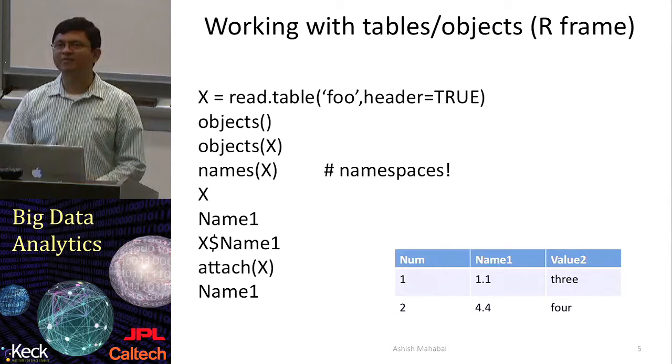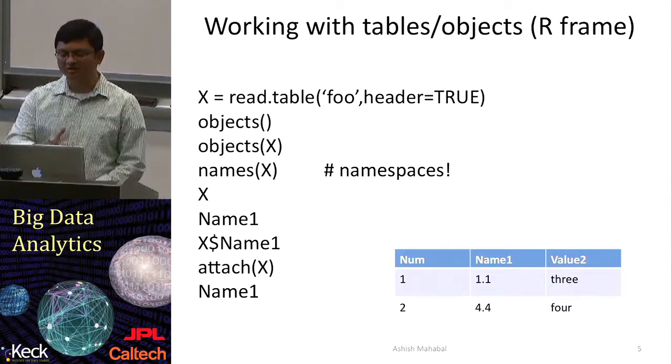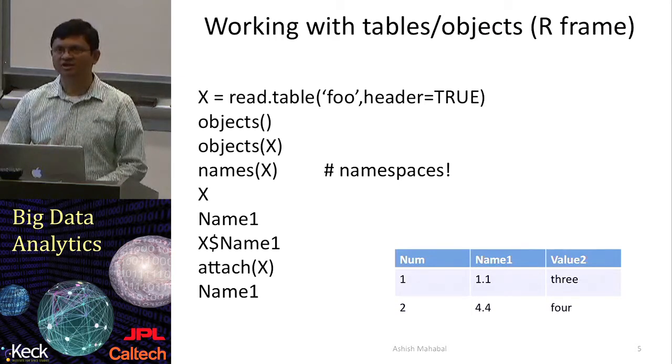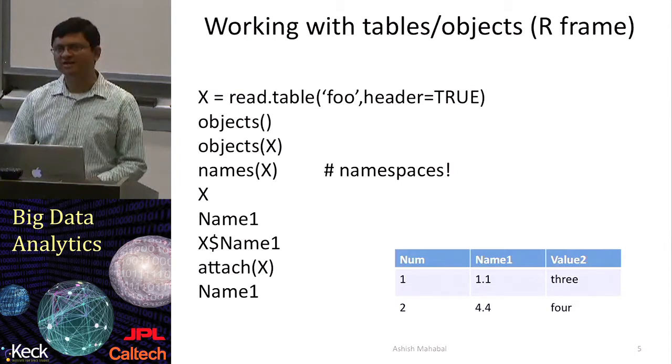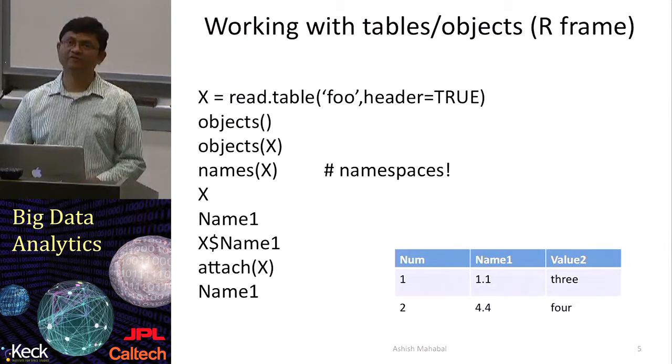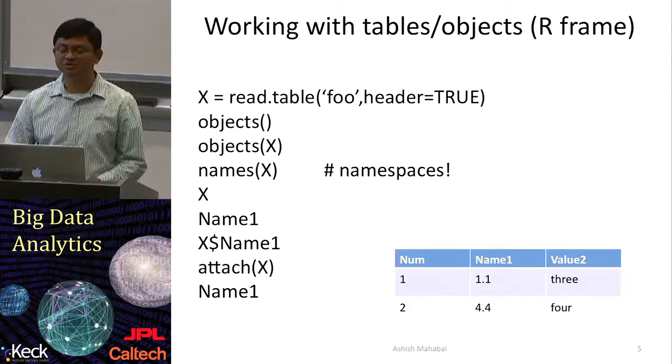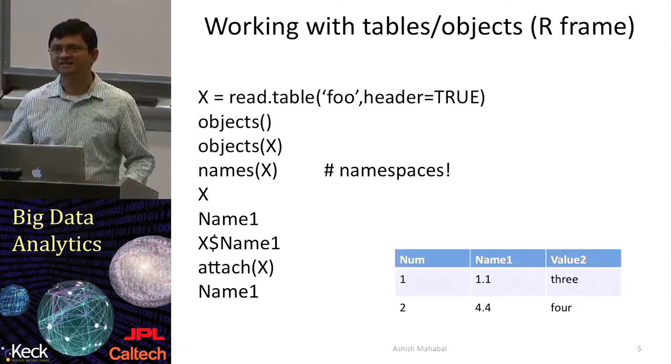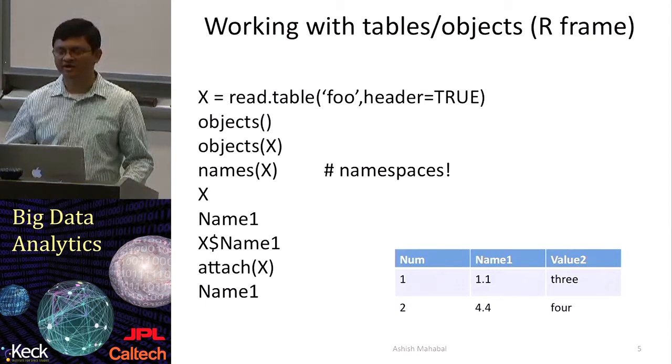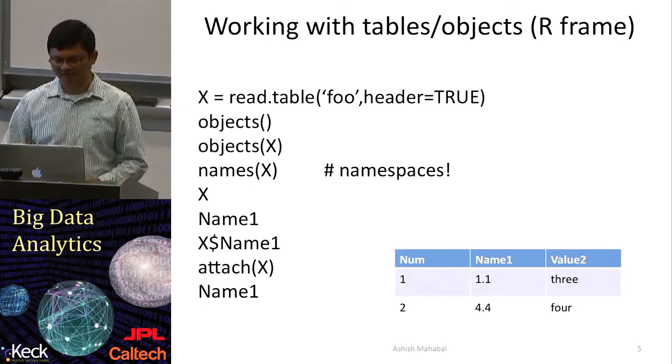If you simply say name1 at the R prompt, and each of the commands here that you see are something that you can give on the R prompt, it's not going to give you anything back because it doesn't know about name1. The name1 happens to be inside the object X. And to access objects within another object, you have to use the dollar symbol. So X$name1 is what will give you the name1 column there.